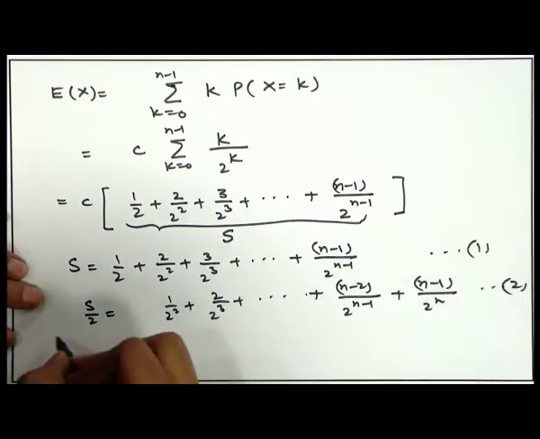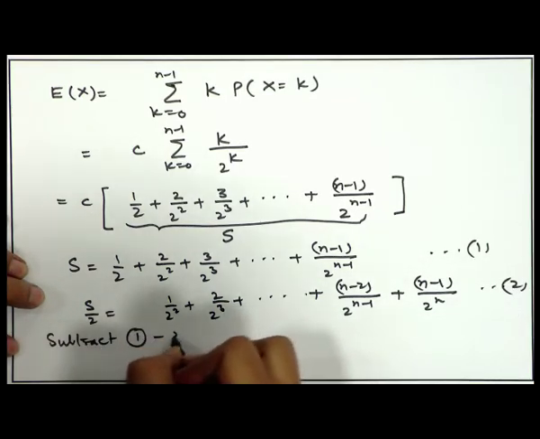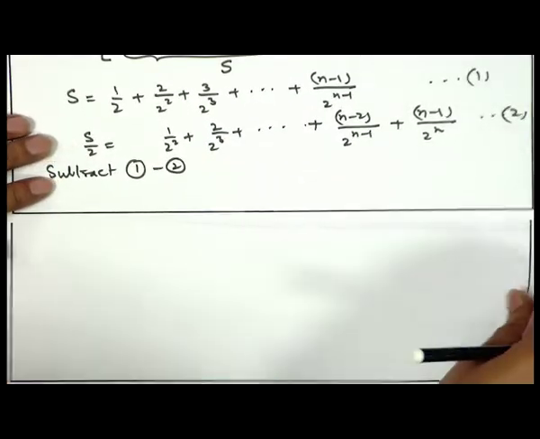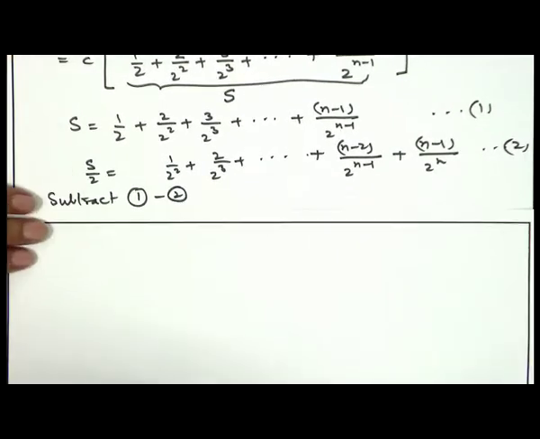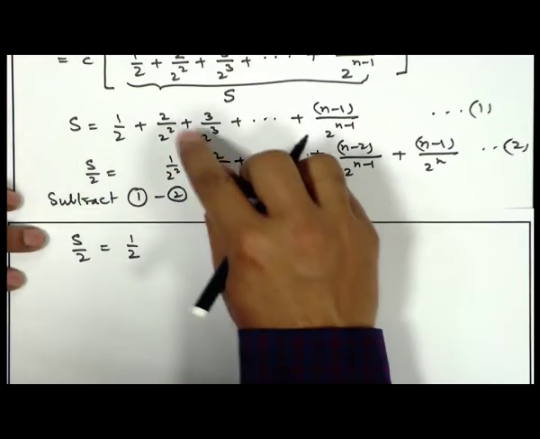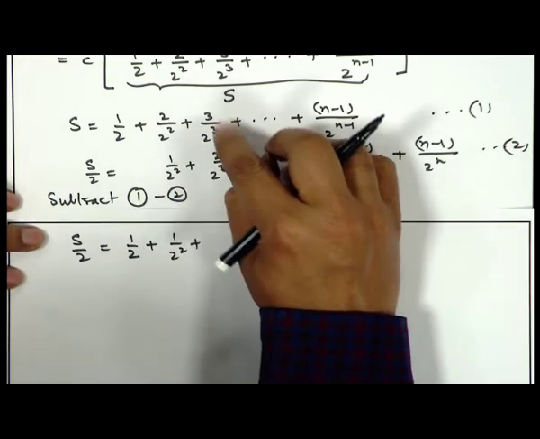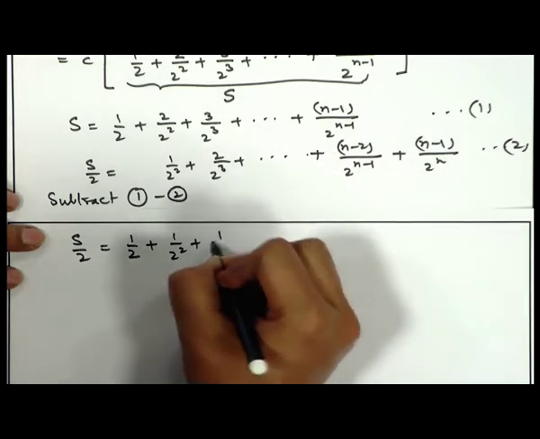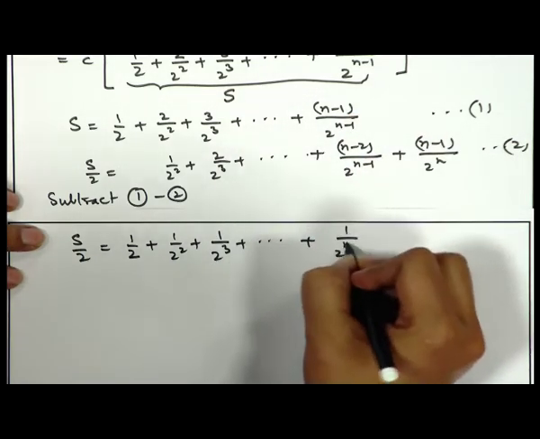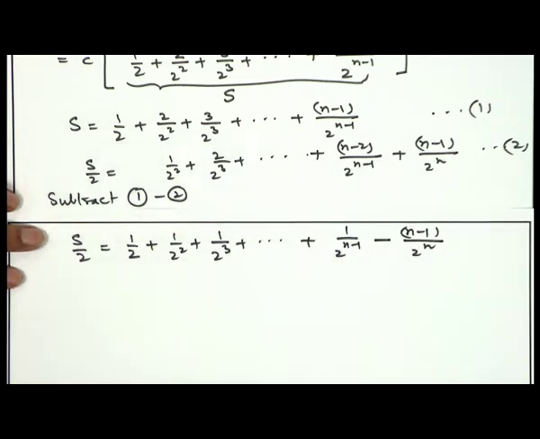the second from the first, that is 1 minus 2 if I do, then I will get S minus S/2, which is S/2, equal to 1/2, then 2/2² minus 1/2², that becomes 1/2², 3/2³ minus 2/2³, that becomes 1/2³ and so on, plus 1/2^(n-1) minus (n-1)/2^n.